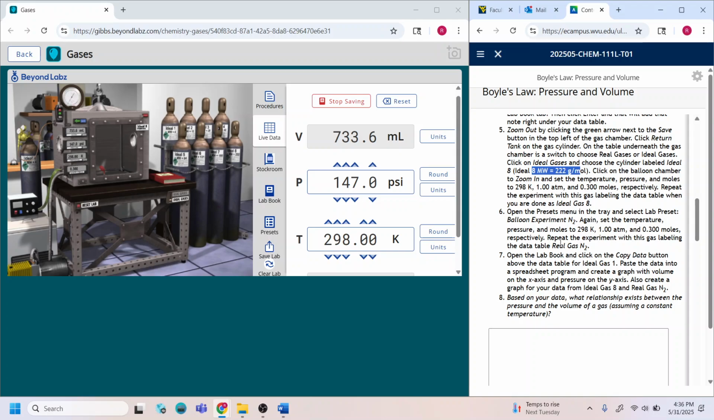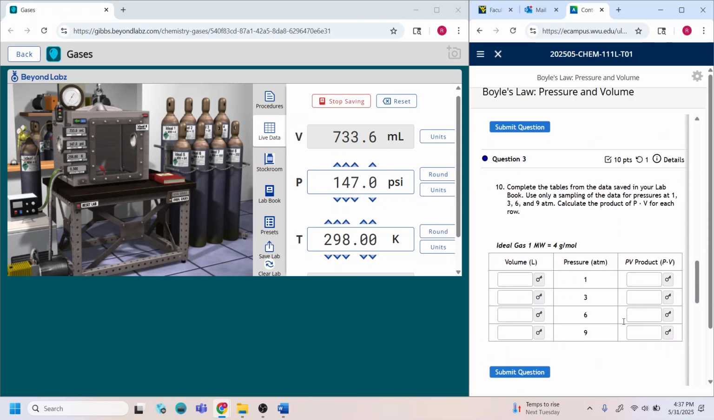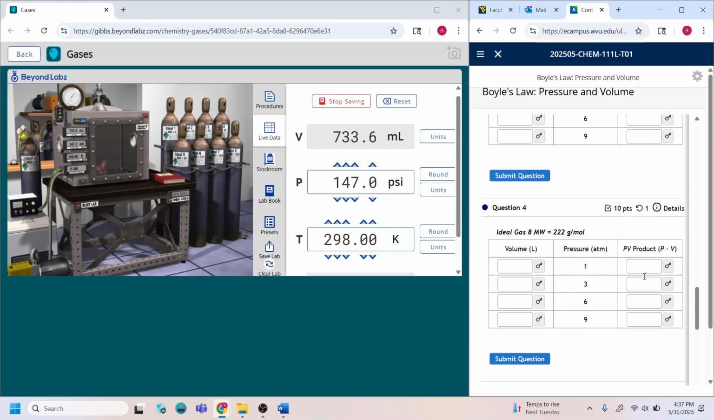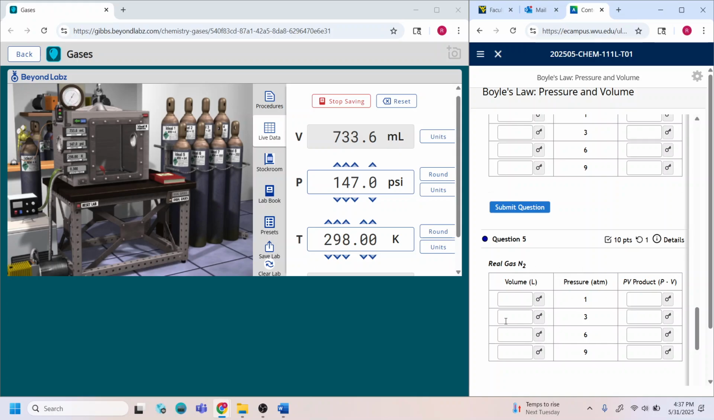Now for the real gas. So you recorded ideal gas 1, ideal gas 8 data as the pressure increases, as the volume decreases. And what you're going to notice over here is that for ideal gases, the PV will remain constant. This PV will remain constant. This is going to be different than the real gas.